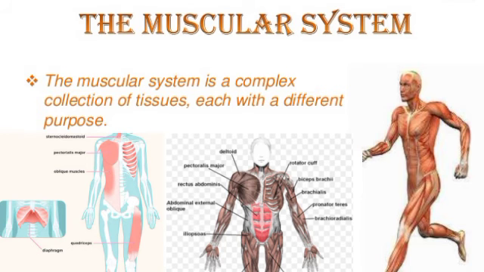The muscular system. The muscular system is a complex collection of tissues, each with a different purpose. A muscle is a specialized tissue. It enables the body and its parts to move. It also gives shape to the body. The muscles contribute 40 to 50 percent of the total body weight. Muscles beautify the human body. Myology is the term used to describe the study of muscles. So myology is a science or a branch of anatomy which deals with muscles.